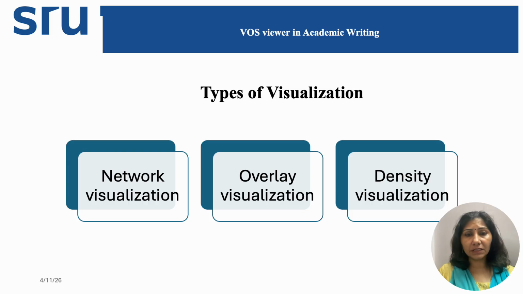Overlay visualization displays additional information such as publication year and citation impact. Sometimes you can have a color gradient, and according to the color gradient you can read it also. Then density visualization highlights the areas with high concentration of items, helping identify research hotspots and important themes.